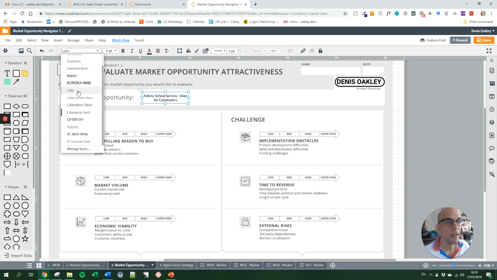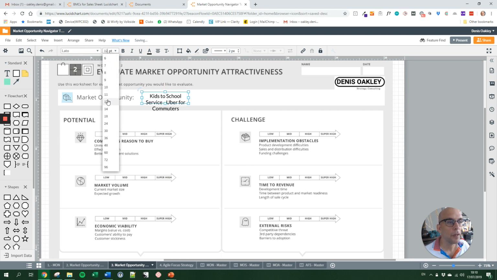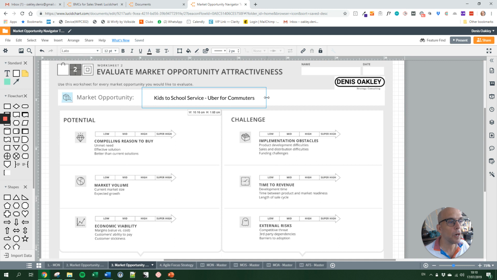Let's just turn that into Lato again, another nice font, clear and easy to read. Often you'll find Roboto is awesome for titles. Lato is very clean for the rest of the text. So let's have a look at this and think things through. What we do in this sheet is evaluate the market opportunity attractiveness, and this again is fairly straightforward. A lot of the time people know this in their heads, but they don't explicitly get it out on paper. And when you get things out on paper, that often makes things a lot clearer.